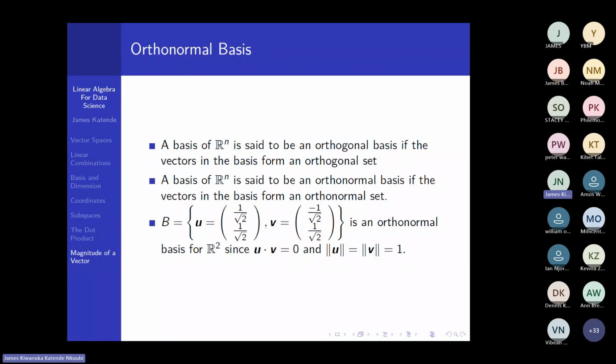So here is an example of an orthonormal basis for R2. These two vectors U and V are orthogonal because their dot product is 0, and both of them have magnitude 1. So they satisfy the two properties for the set to be called an orthonormal set, but it turns out to be a basis also for R2. So we call it an orthonormal basis. These are going to be very useful. In almost all applications, these orthonormal bases play a role.